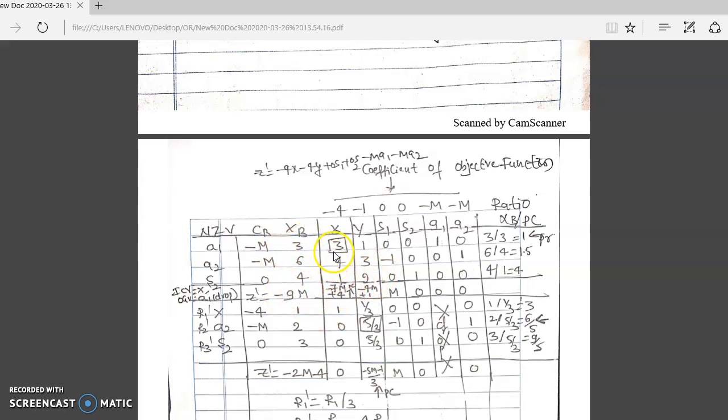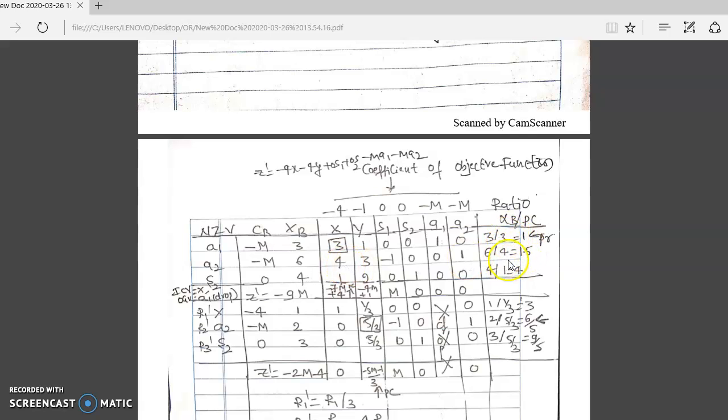Get the first indicator: minus 3M minus 4M is minus 7M, then minus minus is plus 4, so minus 7M plus 4. Similarly, the second indicator is minus 4M plus 1. So only these two are negative. Out of these, take the most negative number. Since M is big, it makes the number more negative by default. Compared to minus 7M and minus 4M, minus 7M is the most negative number. This becomes the pivotal column.